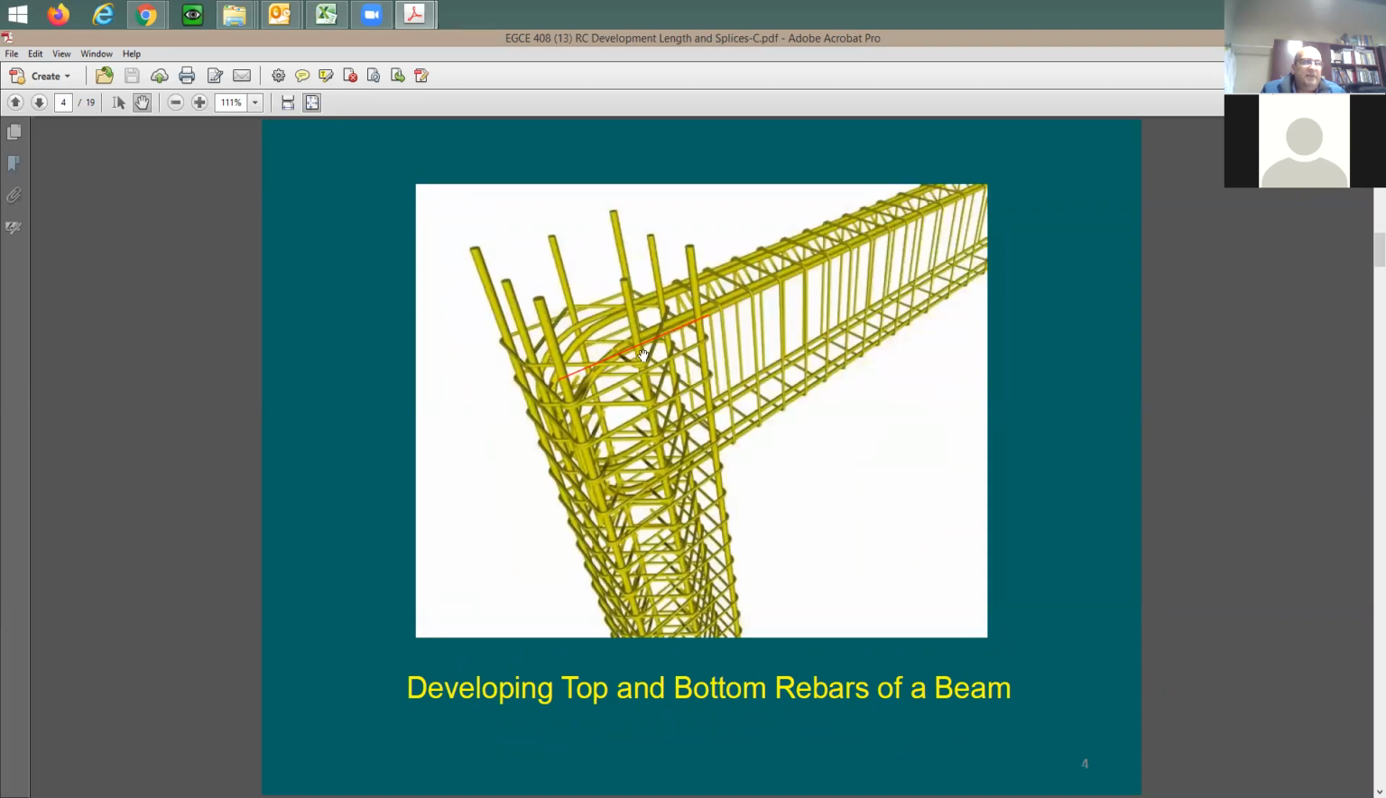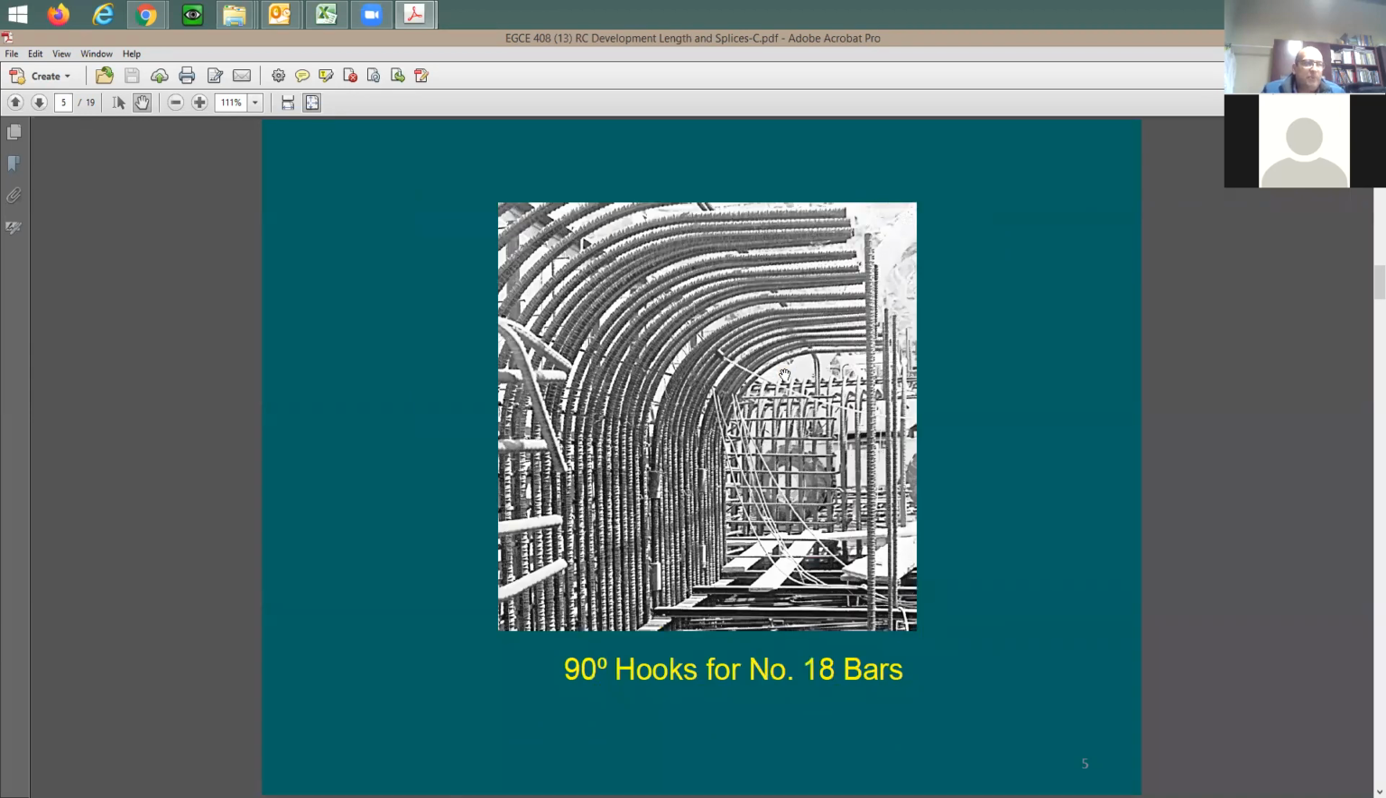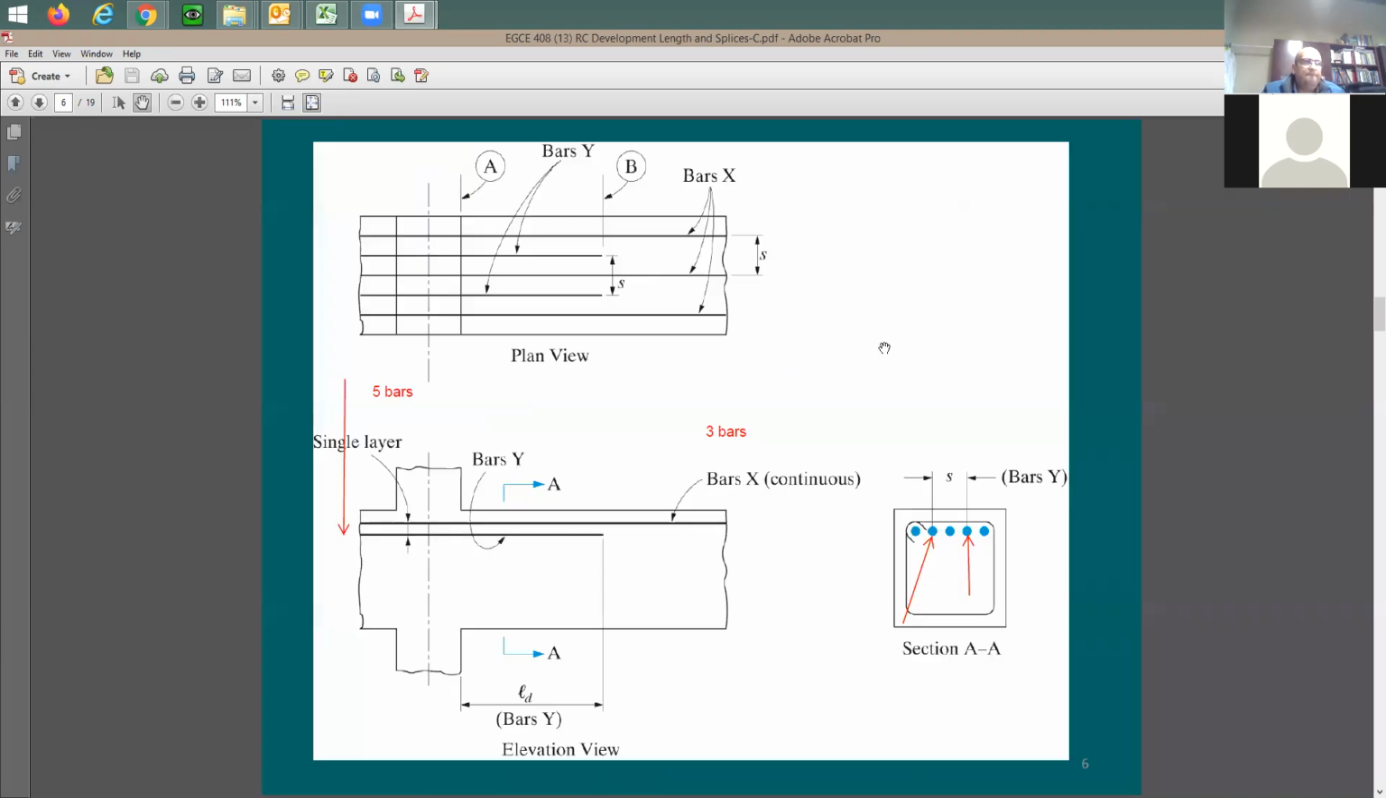So as you see here at the end, instead of just stopping the bar, we have this hook. So we can sometimes hook the rebar, or sometimes we can provide this development length. And we give this example here. At this point here, you don't need the rebar. It's not needed. Both of these two rebars, the Y rebars, are not needed, but you cannot stop it right here. You need to extend for this L sub D distance.